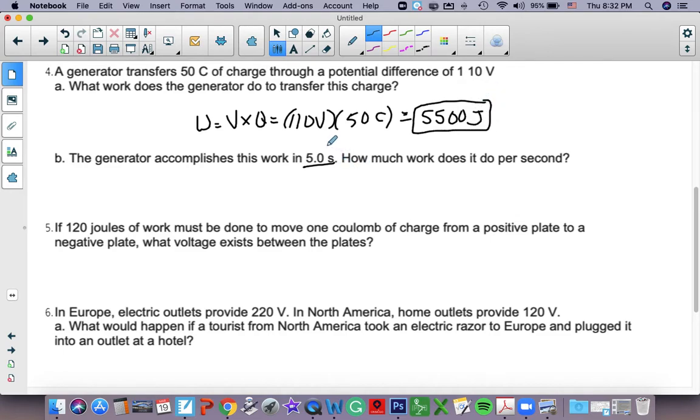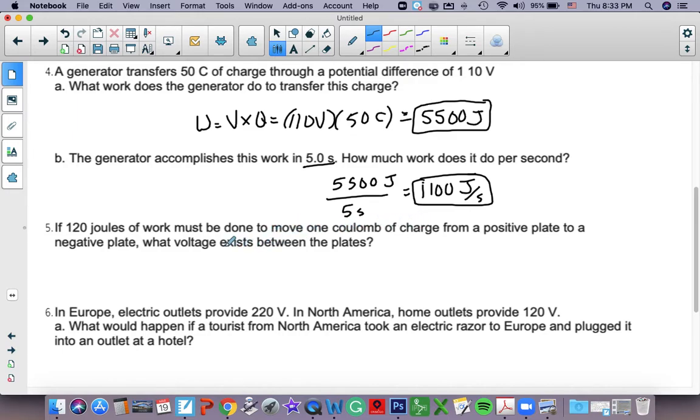Now for this part, it says it accomplishes this work in 5 seconds. How much is done per second? If we have 5,500 joules done in 5 seconds, we just divide those two and we get 1,100 joules of work per second. So we want joules per second. That's how much we're doing per second.